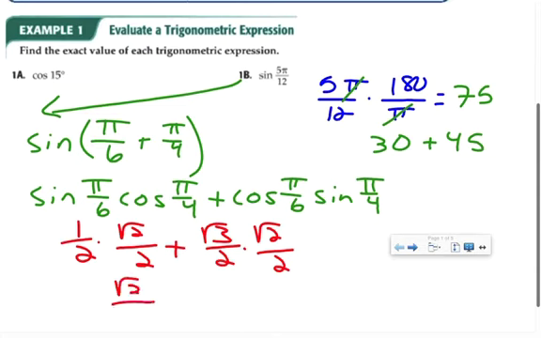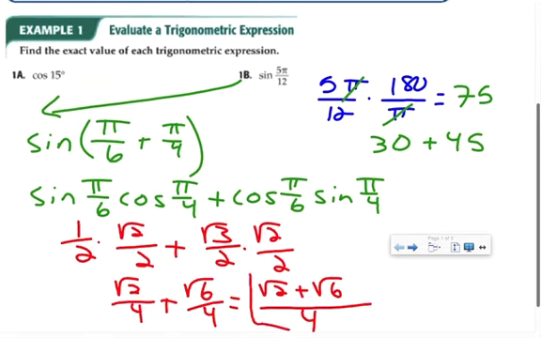Okay, so this is radical 2 over 4 plus radical 6 over 4, and I actually end up with the exact same answer that I had in the last problem: radical 2 plus radical 6 over 4.